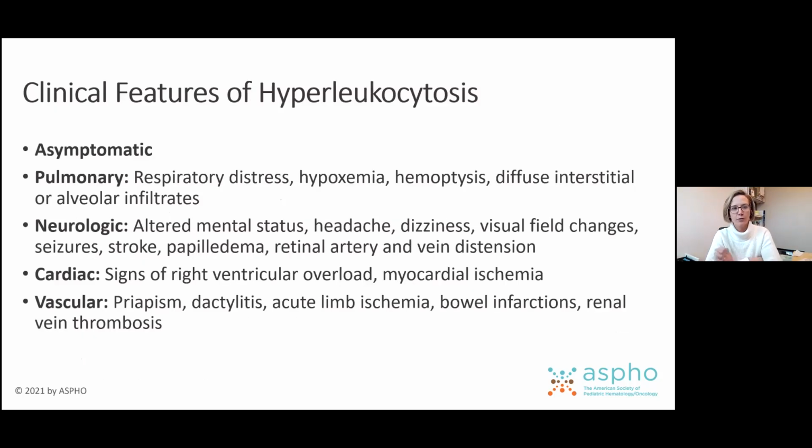So clinical features of hyperleukocytosis and really of leukostasis can range from being completely asymptomatic to having respiratory distress or infiltrates on your chest X-ray. Neurologically, you can have altered mental status, headaches, dizziness, visual field changes. This is often compromised or complicated by the fact that patients also oftentimes have severe anemia, which can also lead to many of these same symptoms. You can have signs of heart failure or myocardial ischemia, and then also you can have vascular damage, priapism, dactylitis, ischemia, bowel infarctions, and thromboses.